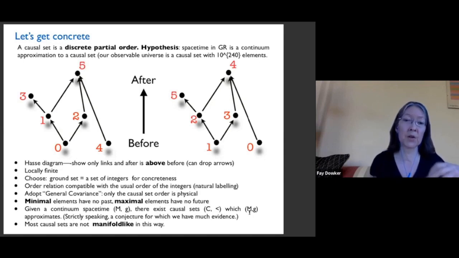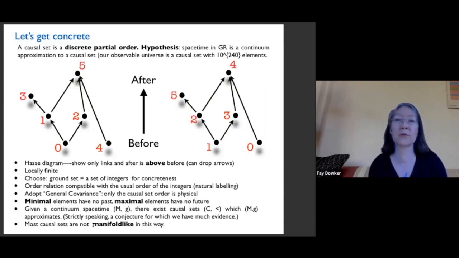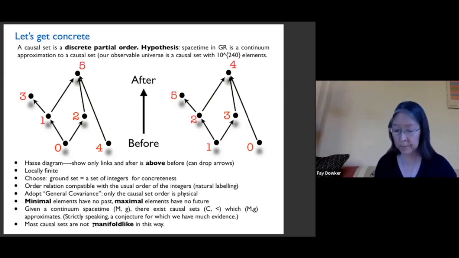There are causal sets which encode the continuum geometry well enough so that you can say the continuum is an approximation to it. Strictly speaking, that's a conjecture in causal set theory for which we have by now a lot of accumulated evidence. However, most causal sets are not manifold-like in this way. If you just pull a large causal set, say of 10 to the 240 elements, out of a bag of all causal sets of 10 to the 240 elements, then it will look nothing like a manifold. So most causal sets are not manifold-like. They don't have a continuum approximation.